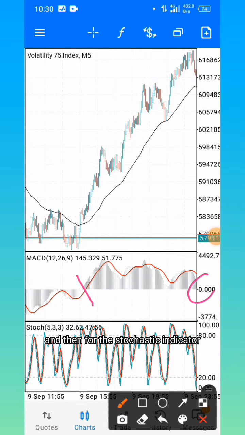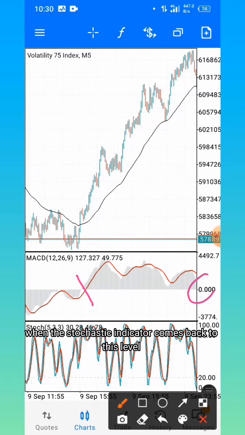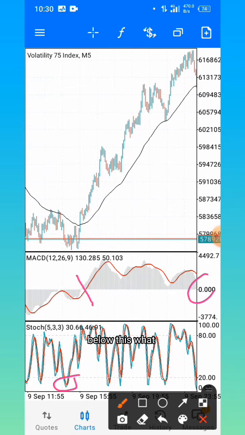And then for the stochastic indicator, we're only going to be buying when our stochastic indicator comes back below this 20 level right there. So once all these conditions are met, we take out our buy position. So stay tuned and watch till the end.